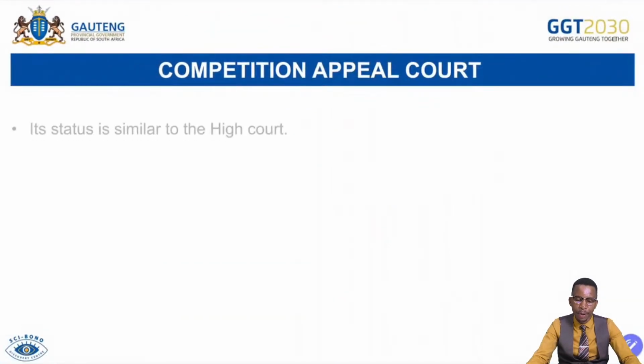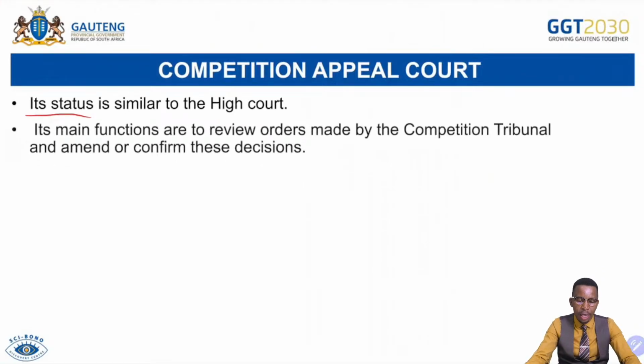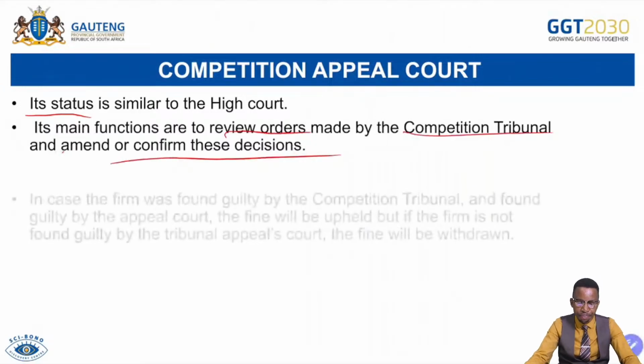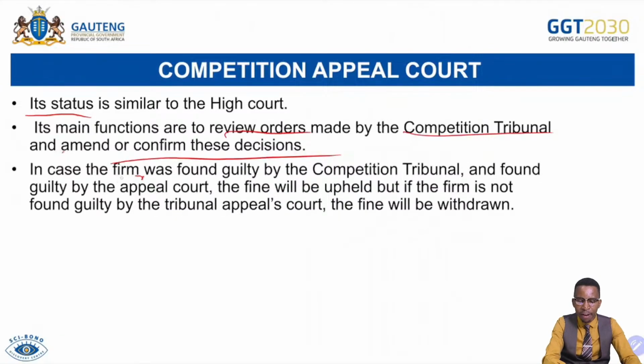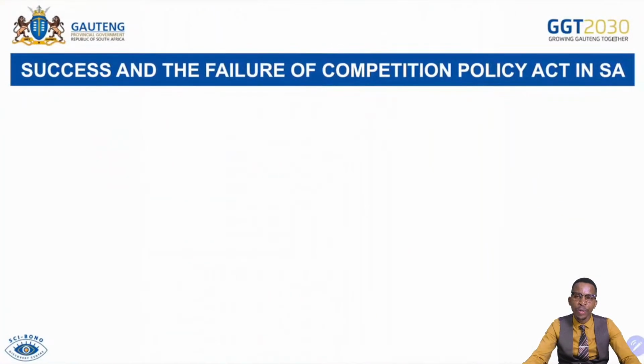And then the Competition Appeal Court. Its status is similar to the High Court. Its main function is to review orders made by the Competition Tribunal and amend or confirm these decisions. In case a firm was found guilty by the Tribunal and found guilty by the Appeal Court, the fine will be upheld. But if the firm is not found guilty by the Appeal Court, then the fine will be withdrawn, meaning the penalty won't be paid. Remember, firms will go there and appeal decisions if ever they're unhappy with fines.